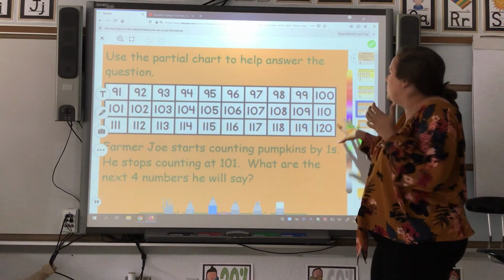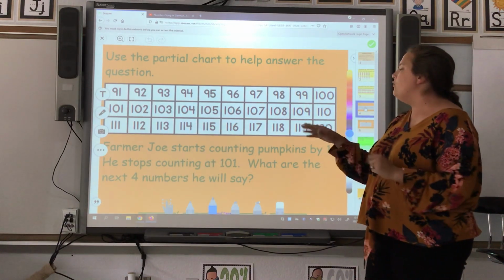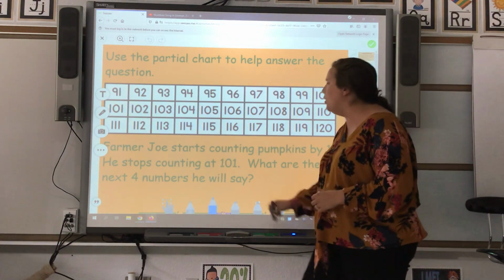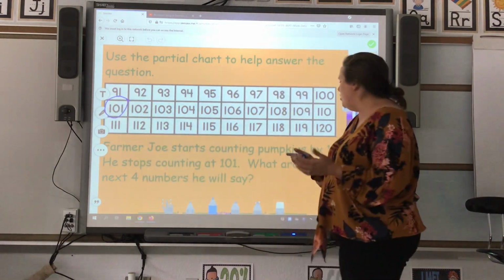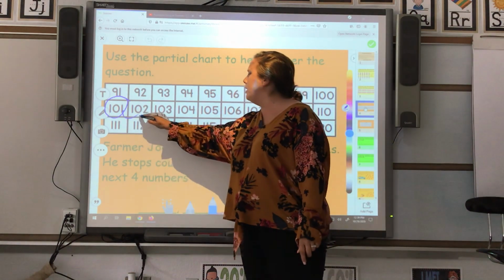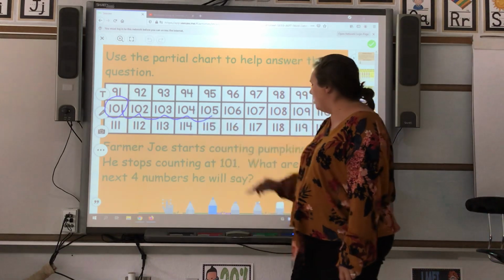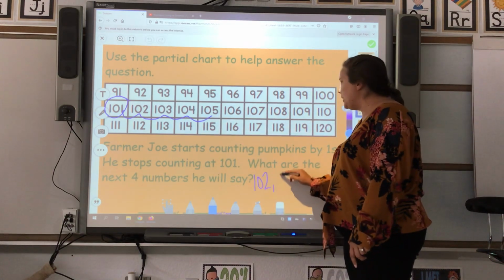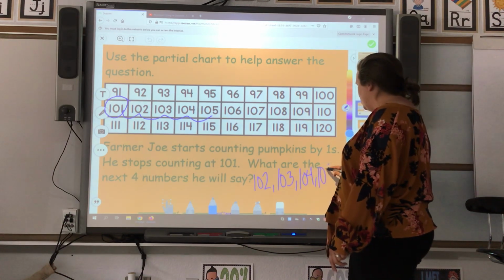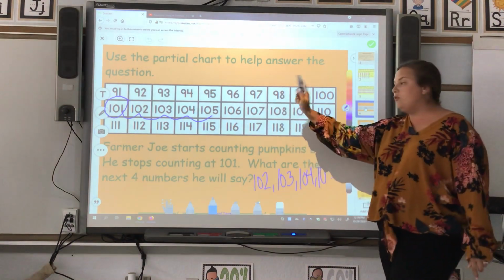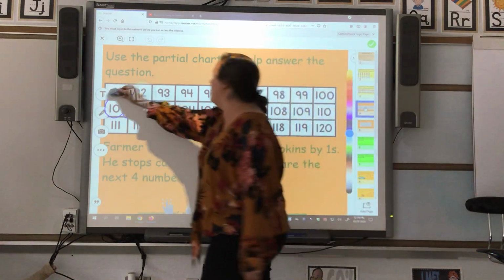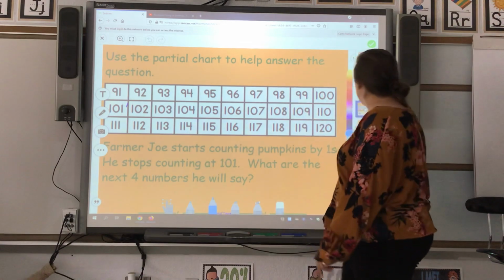The next one, it says we're using our partial chart to help us. Farmer Joe starts counting pumpkins by ones. He stops counting at 101. What are the next four numbers he'll say? So we have 101. We know the next four numbers are 1, 2, 3, 4. So we have 102, 103, 104, and 105. Those are the next four numbers using your chart. And then we have one for you to do if you need a little extra practice.